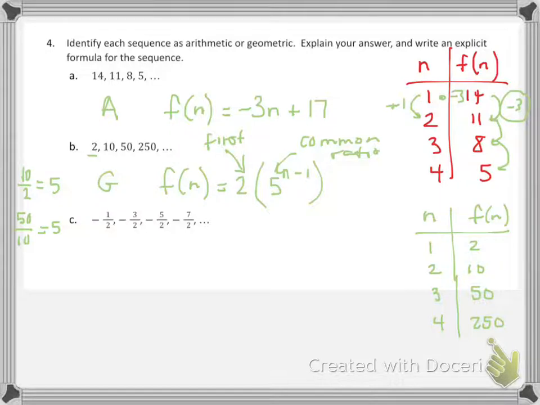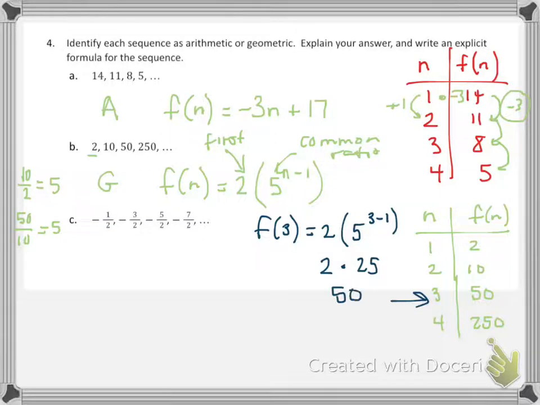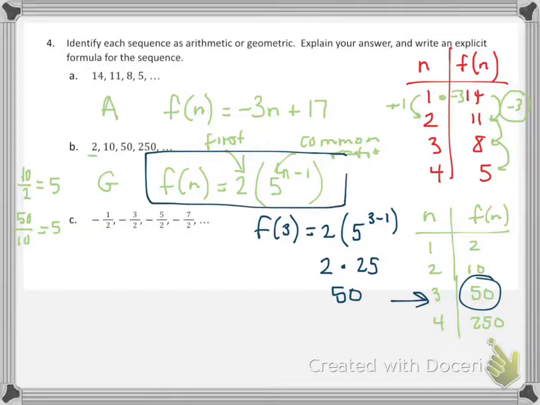All right, and I can check it just to be sure. Again, on a test, I would definitely want to check this. So let me check this. f of 3 is equal to 2 times 5 to the 3 minus 1. Well, 5 to the 3 minus 1 means 5 squared. So that's 2 times 25, and 2 times 25 is 50. And that's what I needed it to be. So that equation is a good one right there.